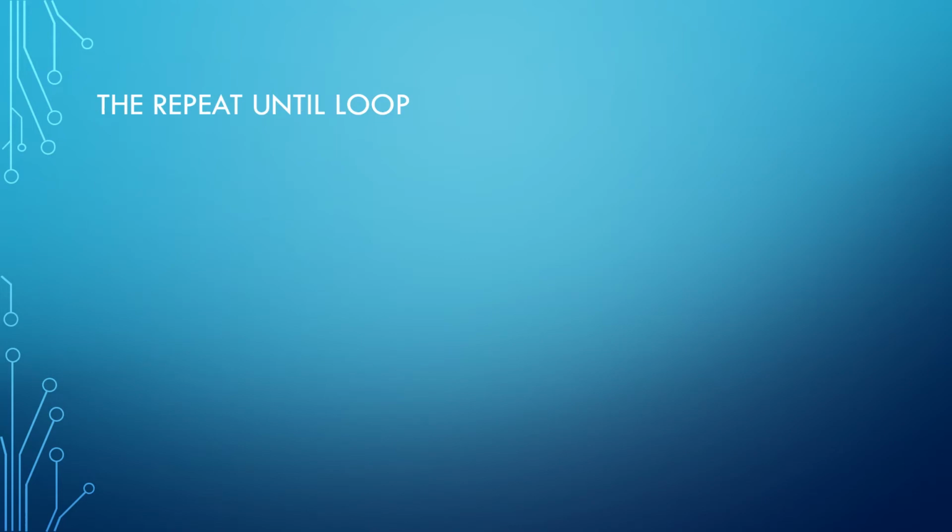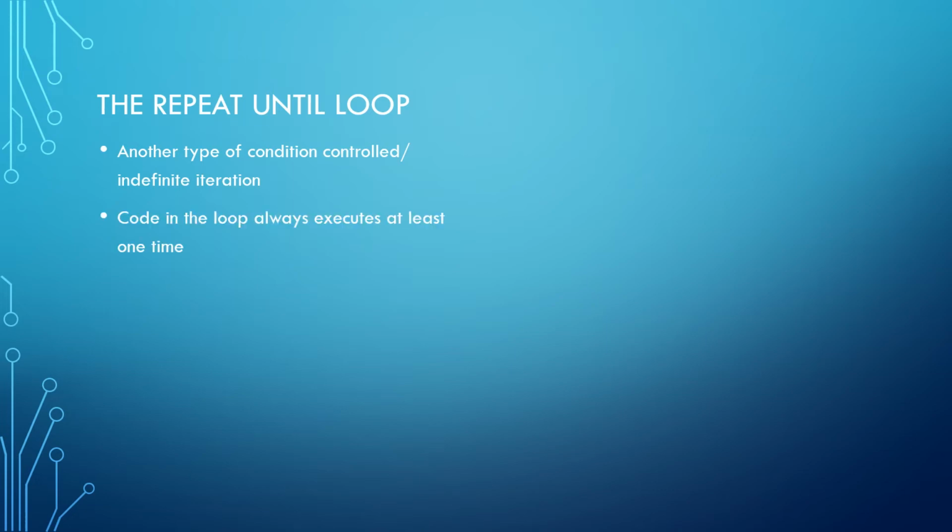The repeat until loop is another type of condition controlled or indefinite iteration. The code in the loop always executes at least once, whereas with a while, if the condition executes as false, it may not execute at all. The Boolean check for a repeat until loop is at the end of the loop and not at the start. Hence why it always runs at least one time.